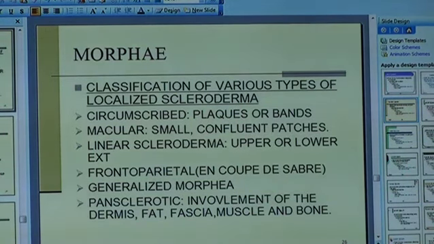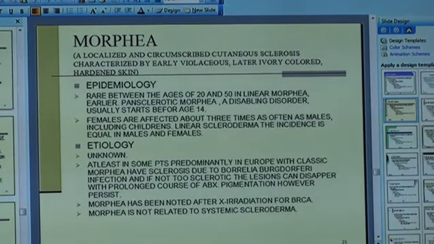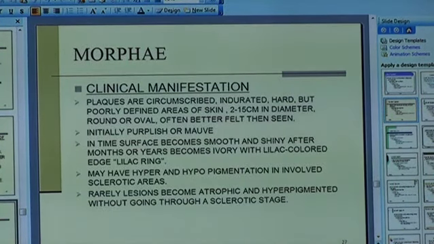Clinical manifestation: the plaques are circumscribed, indurated, hard but poorly defined areas of skin, 2 to 15 centimeters in diameter, round or oval, and often better felt than seen. Initially they are purplish or mauve in color. In time, the surface becomes smooth and shiny. After months or years, it becomes ivory with a lilac colored edge, like a lilac ring. May have hyper and hypopigmentation in involved sclerotic areas. And rarely lesions become atrophic and hyperpigmented without going through a sclerotic stage.